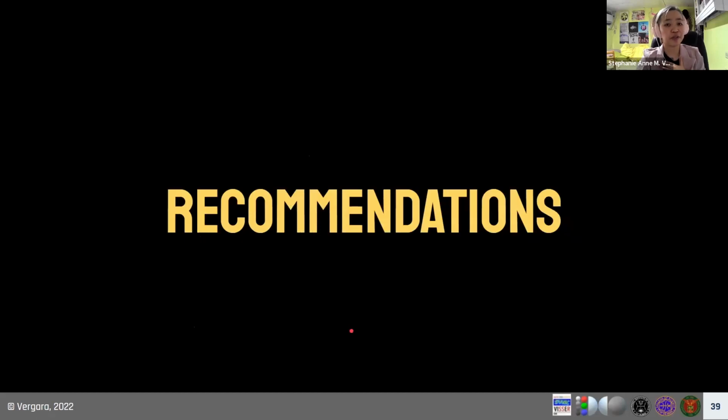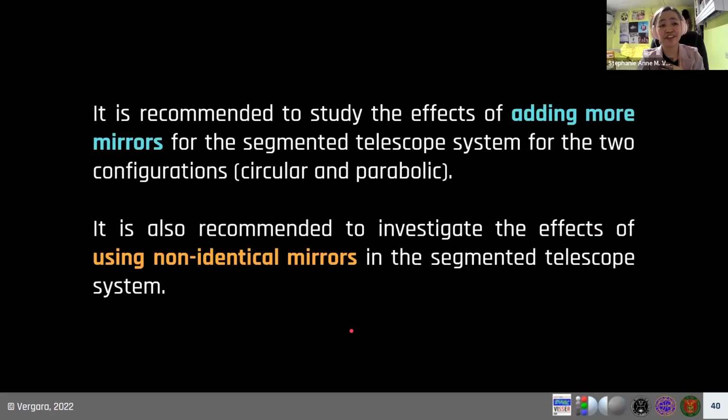And lastly, for the recommendations, it is recommended to study the effects of adding more mirrors to the segmented telescope system for the two configurations, the circular and the parabolic. It is also recommended to investigate the effects of using non-identical mirrors in the segmented telescope system.